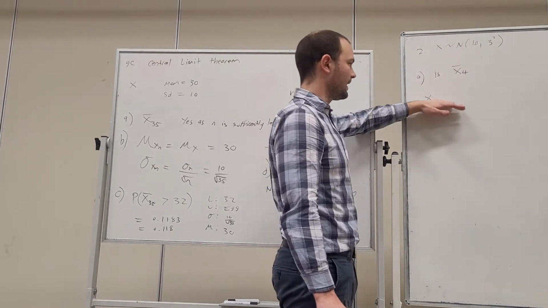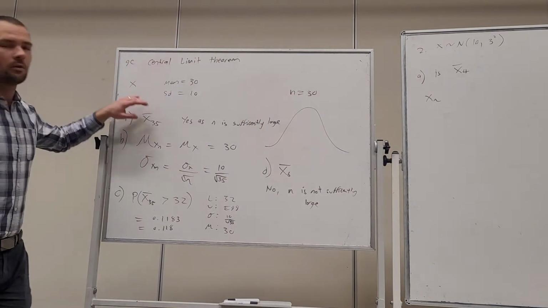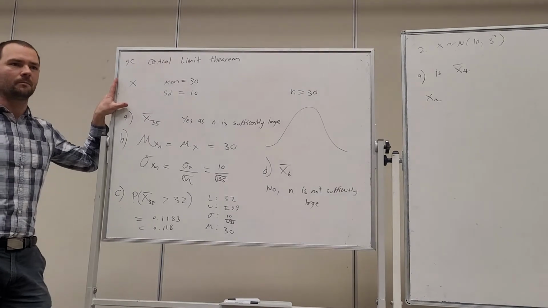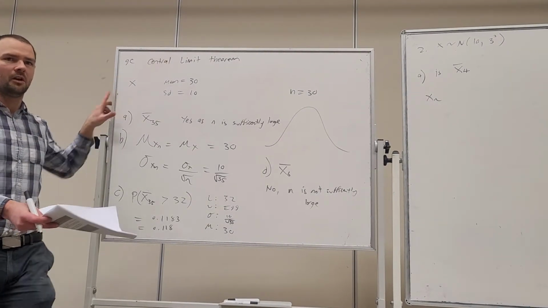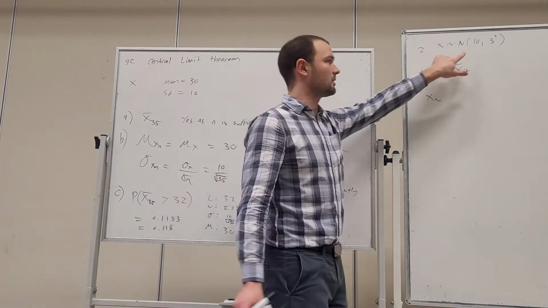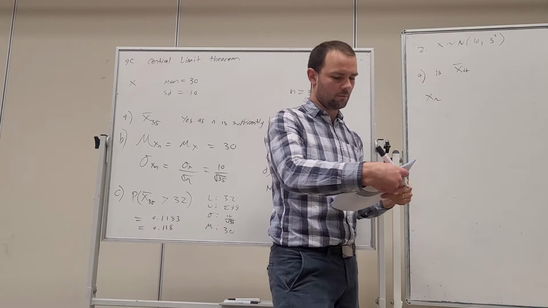That means xn for any value of n will also be normal. Over here, we're not told it's normal. We're just told it's some variable, okay, with a mean and standard deviation. So we cannot assume its normality. Here we're told it's normal. Okay, so we're justified in assuming that x4 will also be normal.